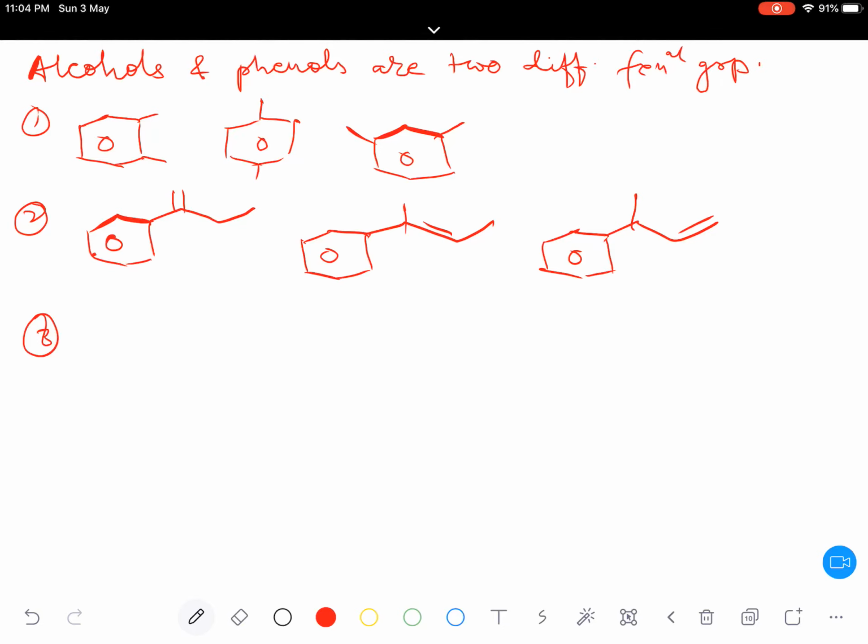Question number 3. Anyone having any idea about geometrical isomers can also apply that concept here, to figure out whether these two are geometrical isomers or not, the compounds which I am going to draw now. You have to determine what kind of isomers these two will be.